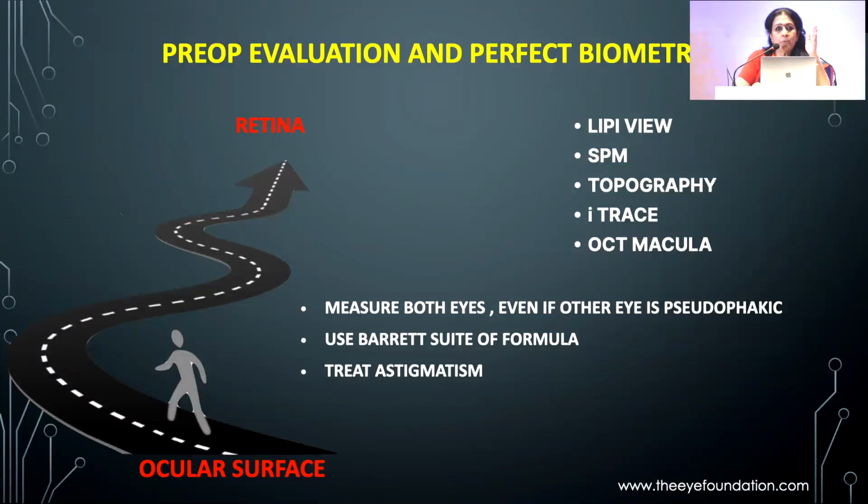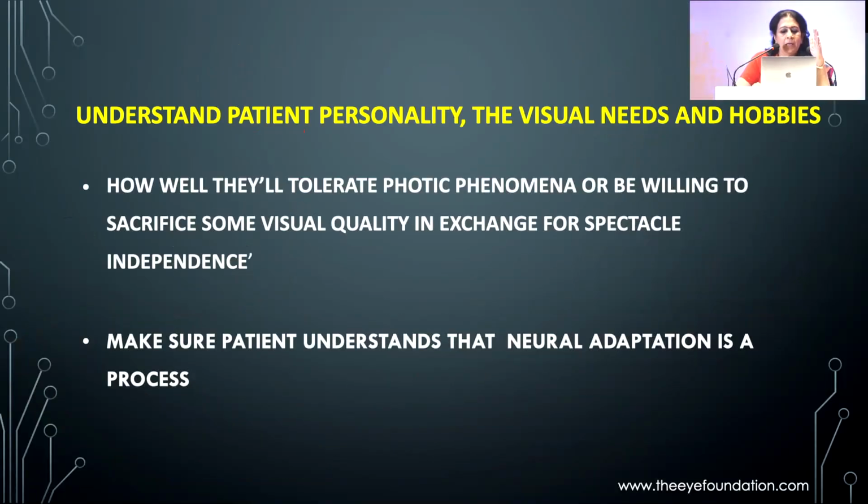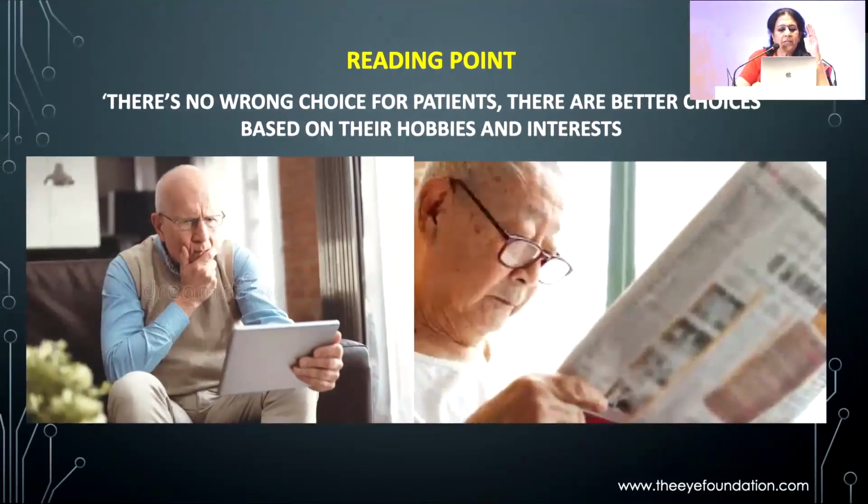We also need to measure both eyes. Even if the other eye is pseudophakic, it gives us a lot of information. Use the latest generation formula and treat the astigmatism, even if it is just 0.75 diopters. We need to understand the personality of the patient and explain to him what small quantum of quality of vision he might compromise with a particular premium IOL, and also convince him that neuroadaptation is effective.